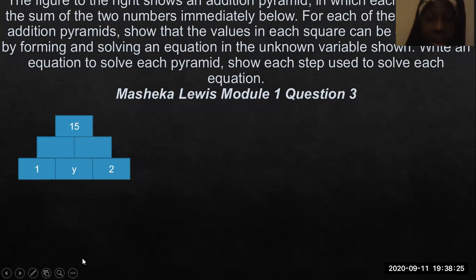Now, the second one. You can't find any of the middle rows. So you'll have to just find the bottom row instead.